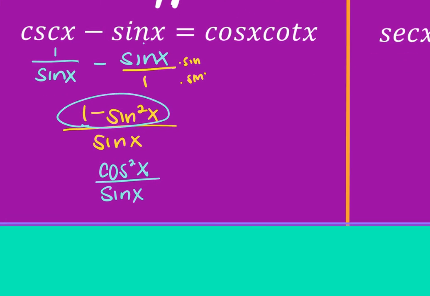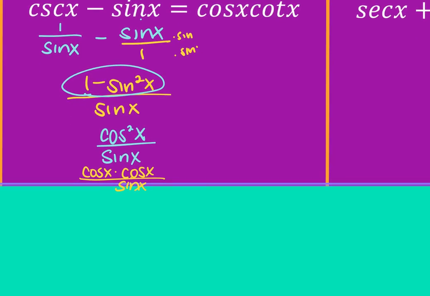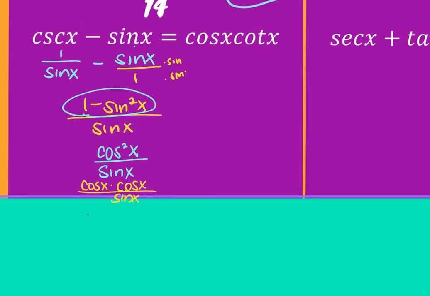If I were to separate out cosine squared, this would be cosine x times cosine x over sine x. And because it's multiplication, either of those can keep that denominator. So I can actually separate out the cosine and then multiply it times cosine over sine, which becomes cotangent.